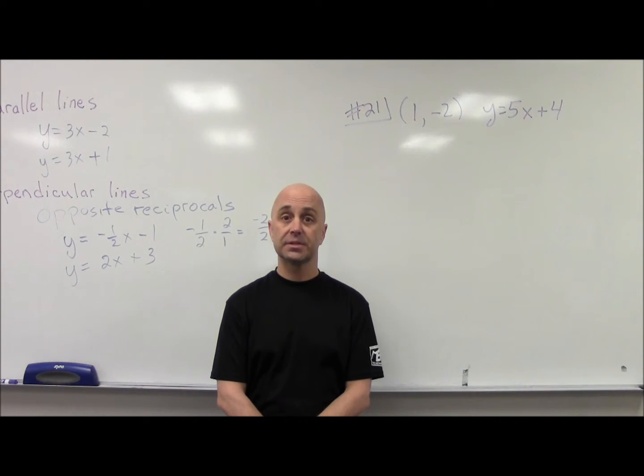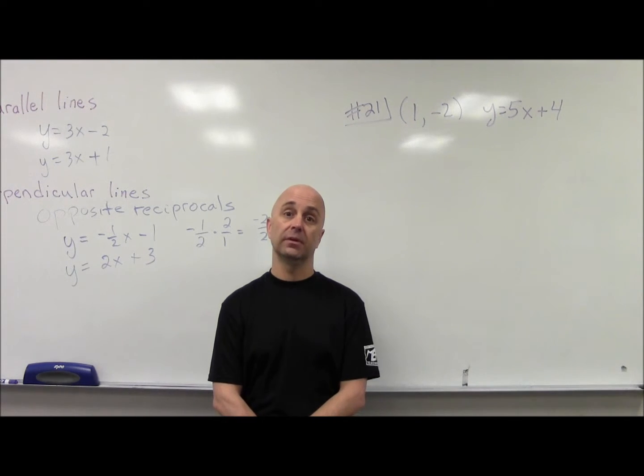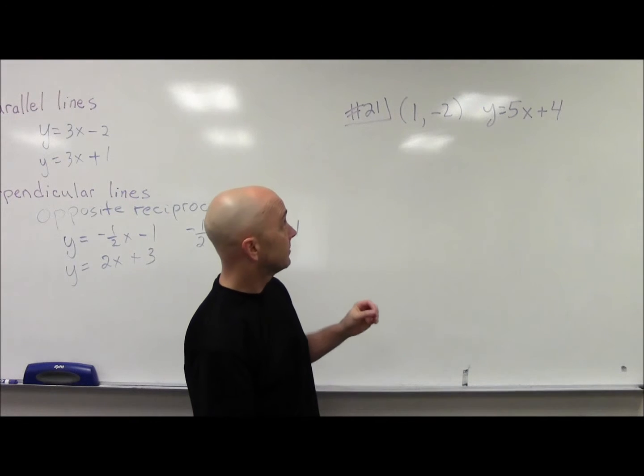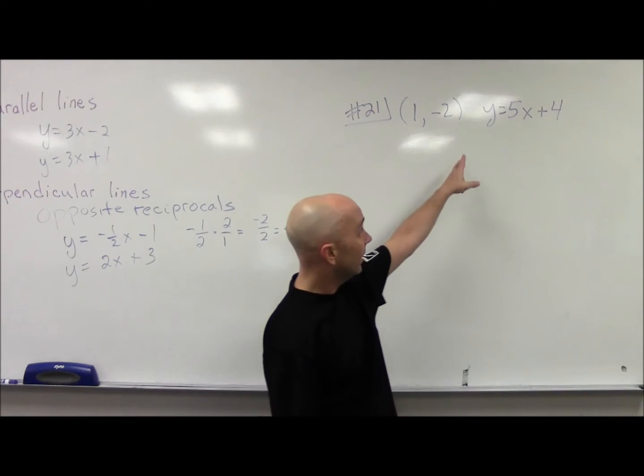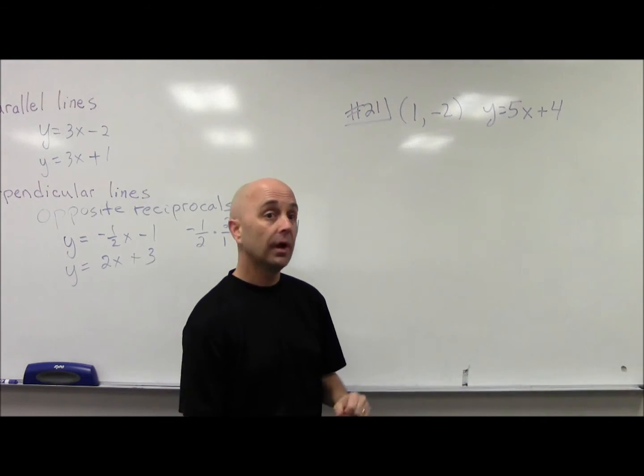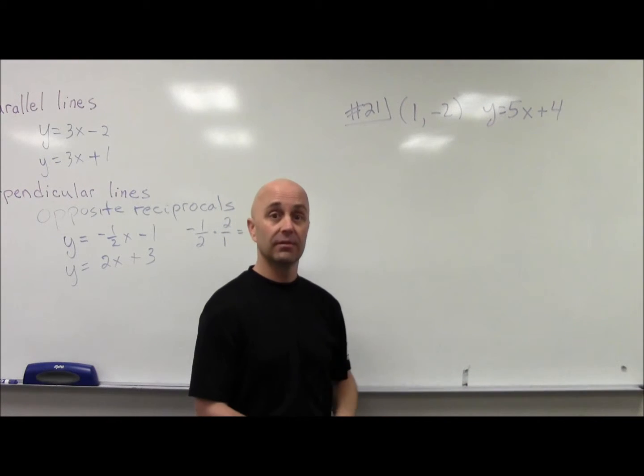So the second question I'll do is question number 21. And this question asks us to find a line that is perpendicular to another line. So what it says is find a line that is perpendicular to y equals 5x plus 4 and goes to the point (1, negative 2).